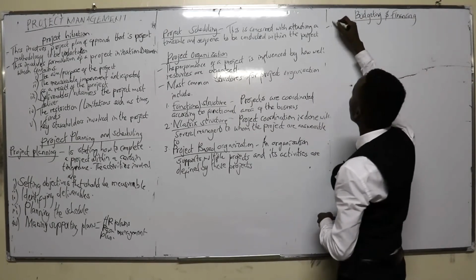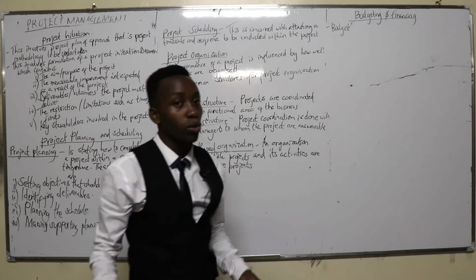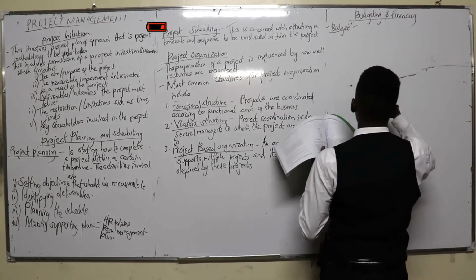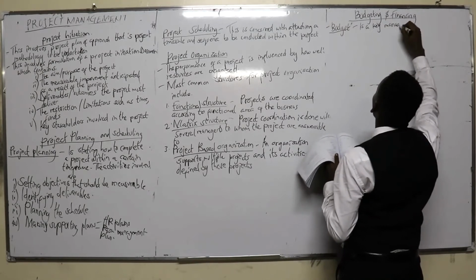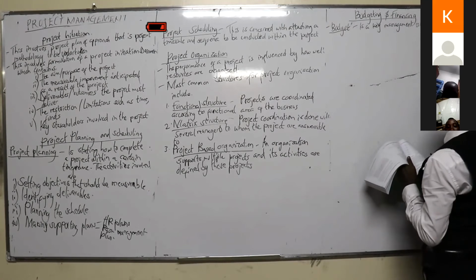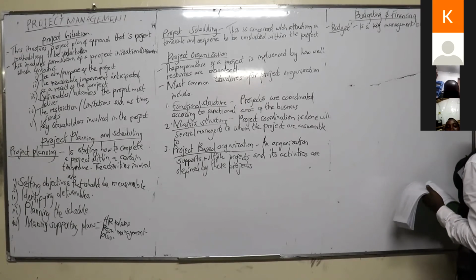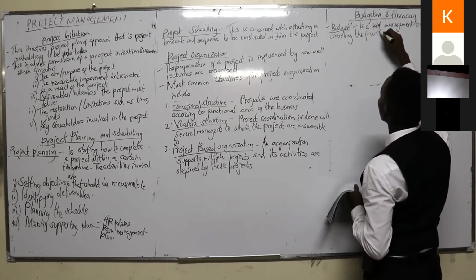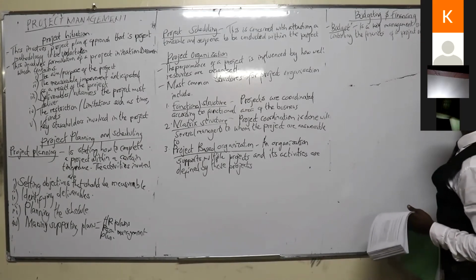So first of all, we define what a budget is. And I'm sure this one you've interacted with even in other units. So this is a management tool for monitoring costs and controlling finances of a project. There are other definitions to this, but this is just an overview of what it entails. It's a key management tool for monitoring and controlling the finances of a project or an organization.